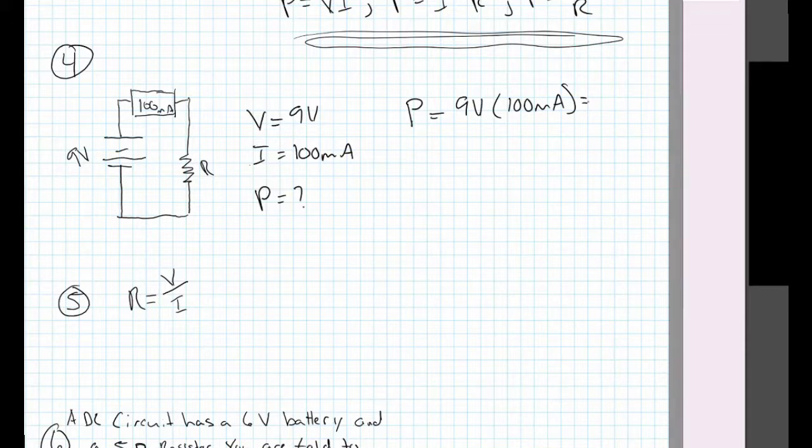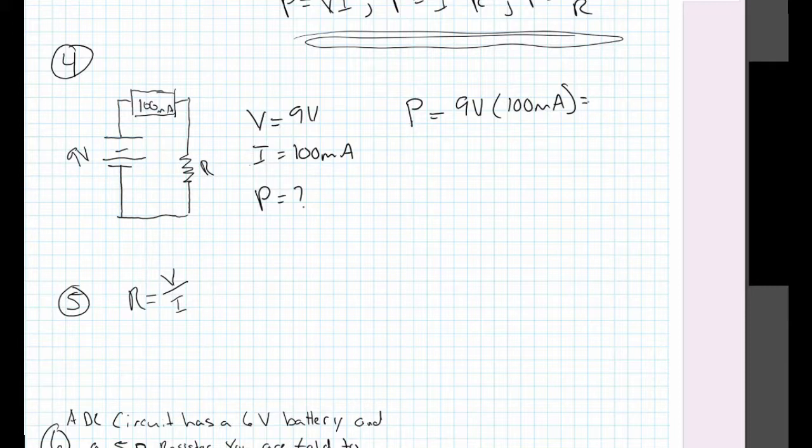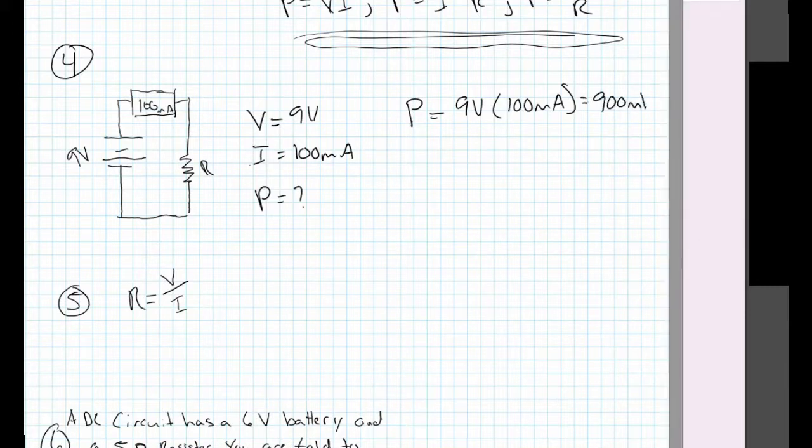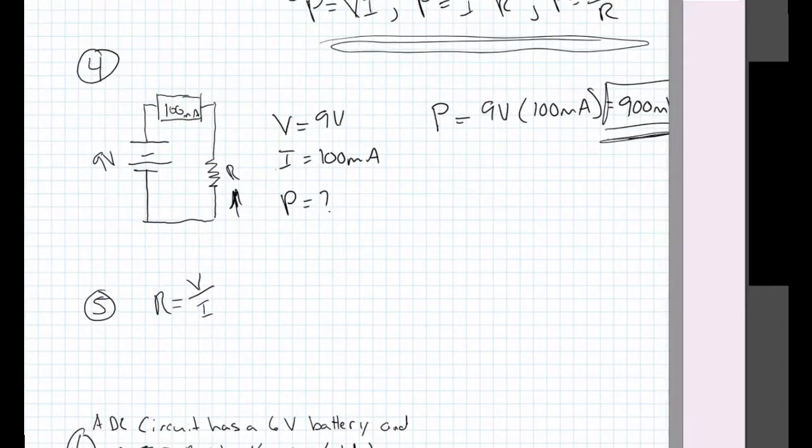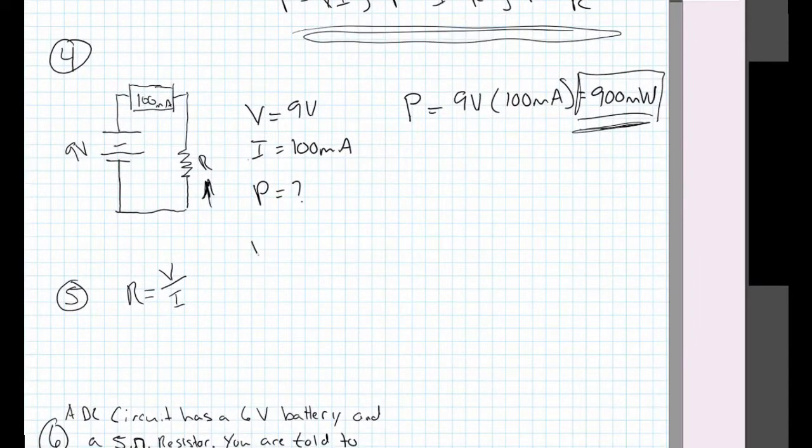Again, I could probably do this in my head, but I don't want to mess it up. E to the negative 3, 900 milliwatts. Boom. All right, so let's figure out what the resistance is to double check our work. We want to make sure that this is correct. So to find the resistance, if you guys recall, we take the resistance is equal to the voltage over the current. So we just quickly calculate that. We have the voltage is equal to 9 volts. Current, 100 milliamps. And then the resistance is unknown.